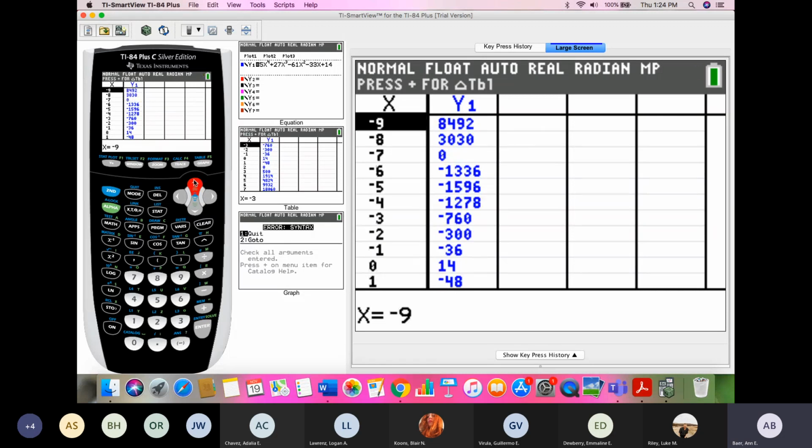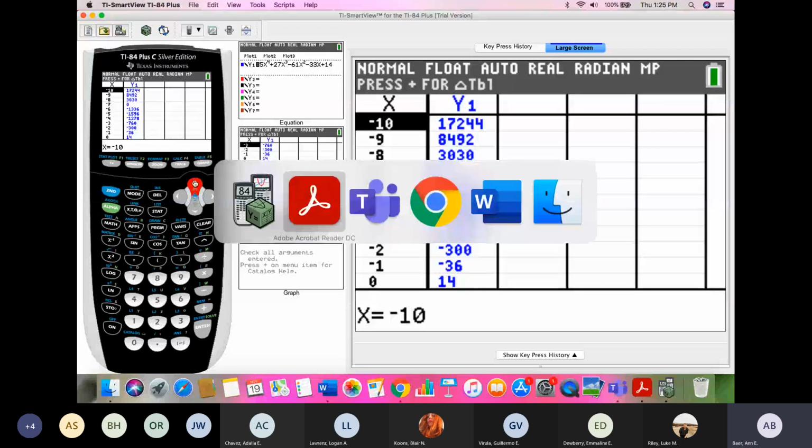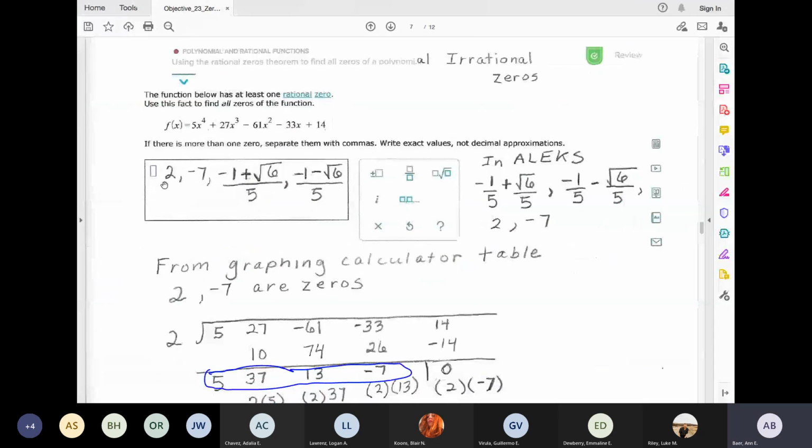Anybody see a 0? -7. Exactly. 2 and -7. Exactly. So that's good. Let's go back up here. So that's how we identify the 2 and the -7. It would save you lots of time.